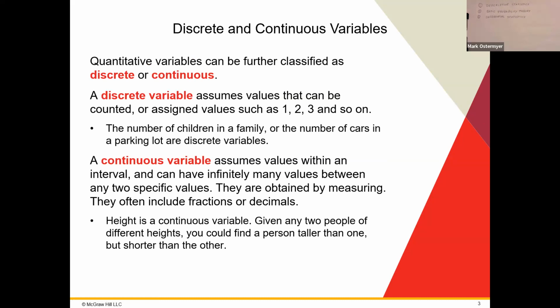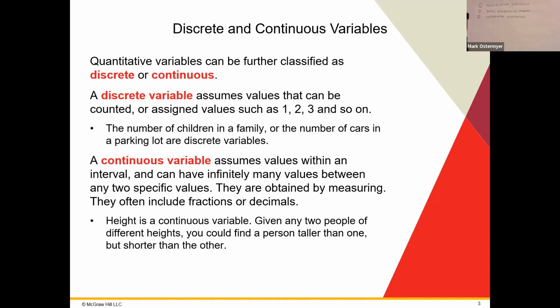Oftentimes, our data that we collect and the variables associated with them are either discrete or continuous. What does it mean for a variable to be discrete or for a data set to be discrete? Well, it means, ladies and gentlemen, that the data set can be counted, okay? We can actually count every member or element of the data set. For instance, the number of children in a family would be considered a discrete data set, in the sense that you would have maybe 1 child, 2 children, 3 children, 4 children, 5 children, 6 children. There's no such thing as having 1.75 children. Does that make sense? That's an example of a discrete data set.